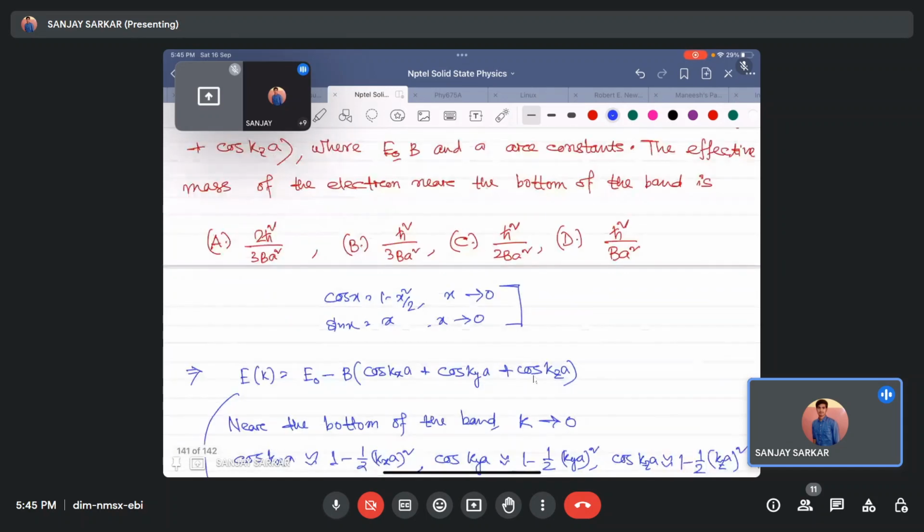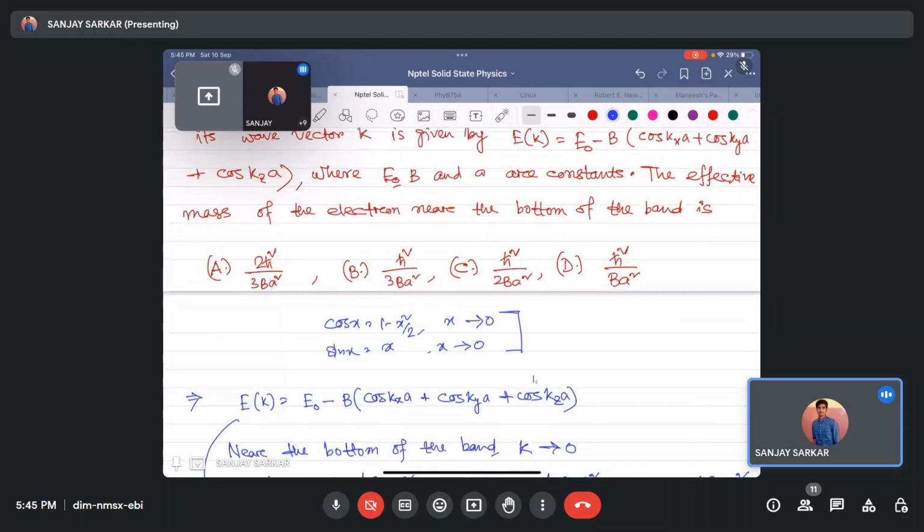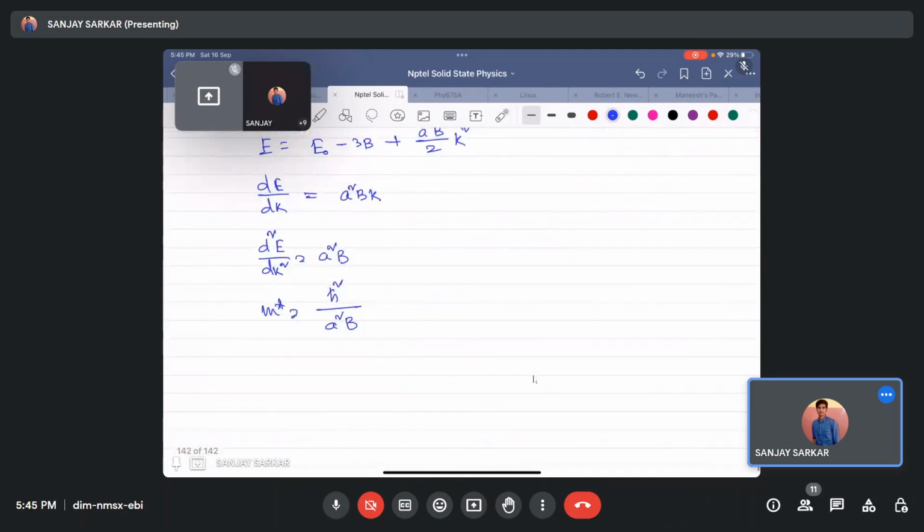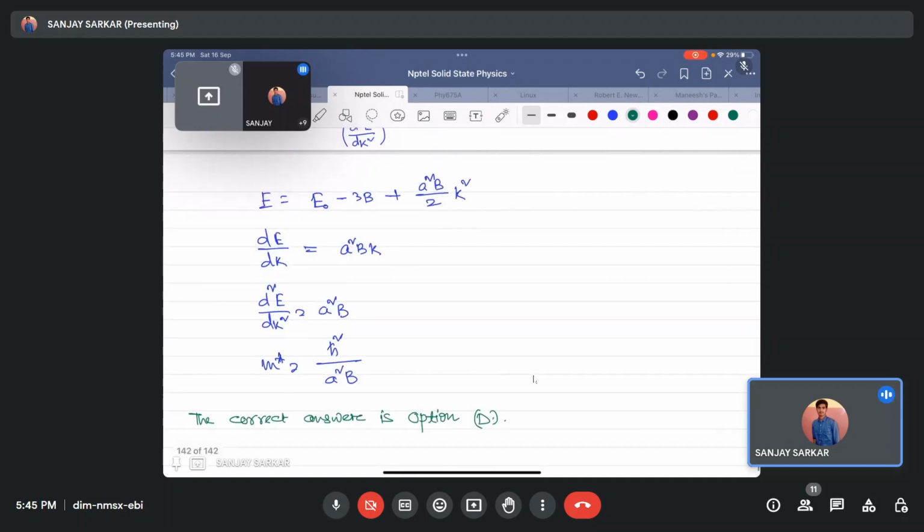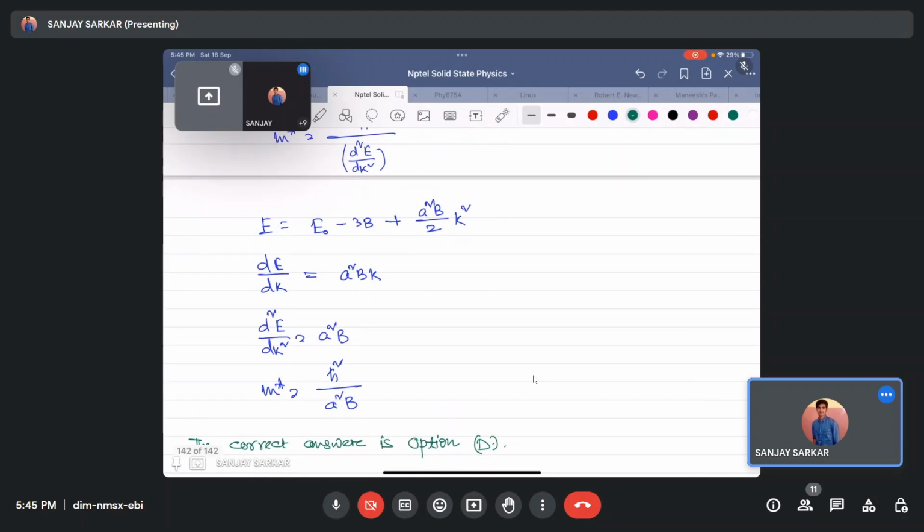So which option is correct? Option D is correct. So this is the right option. The correct answer is option B. Sorry, option D. So that's how you have to solve this kind of questions. Anyone has any doubt, you can ask now.